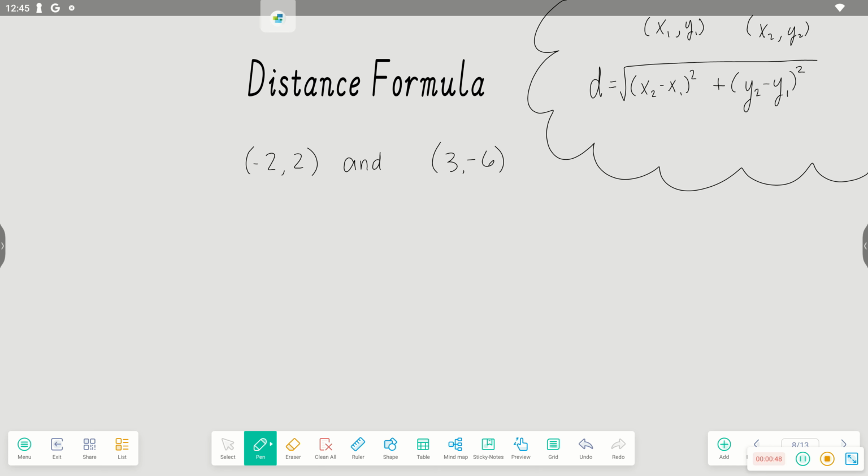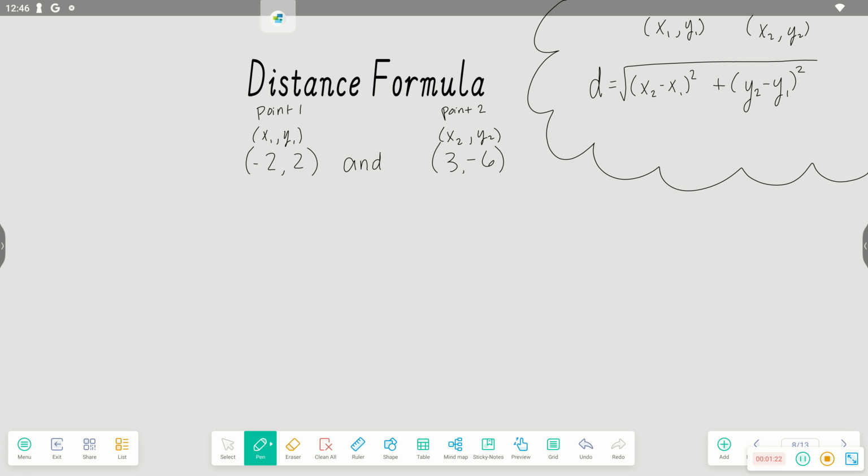So the first thing I always start with is labeling my points with what I want them to be. If I want this to be point 1, then that means this is x1, y1. I could have labeled this other point x1, y1 if I wanted to. I just have to make sure both of them say 1, okay? So then point 2 is x2, y2. And it's important to label these because you're plugging them into this formula.